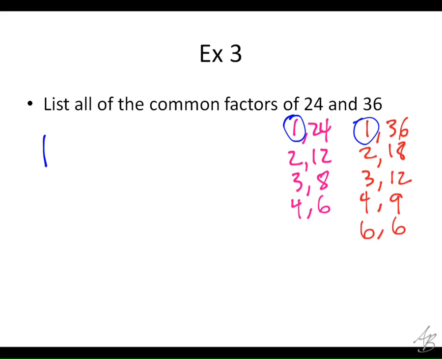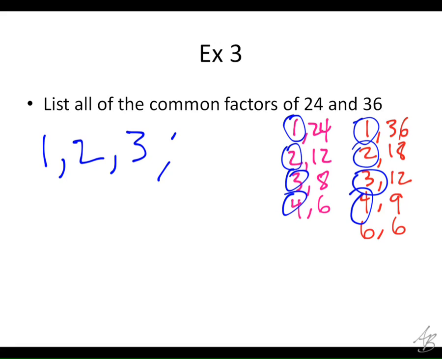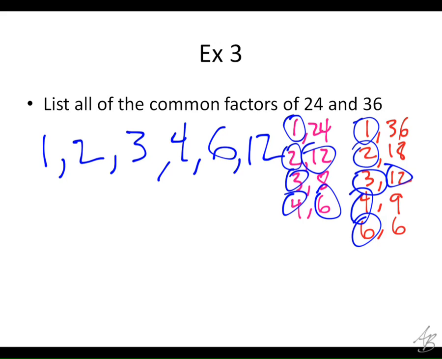All right, what else do they have in common? 2. They both have a 2, so we'll list that one. Do they both have a 3? Yes. Okay, we'll list that one then. They both have a 4, so we'll list that one. Kind of a lot of them, isn't it? They both have a 6, so we'll list that one. This one's got another 6. Okay, they don't both have a 9, but they do both have a 12. Good. So we've got 12 in common. And is that it? Yeah.